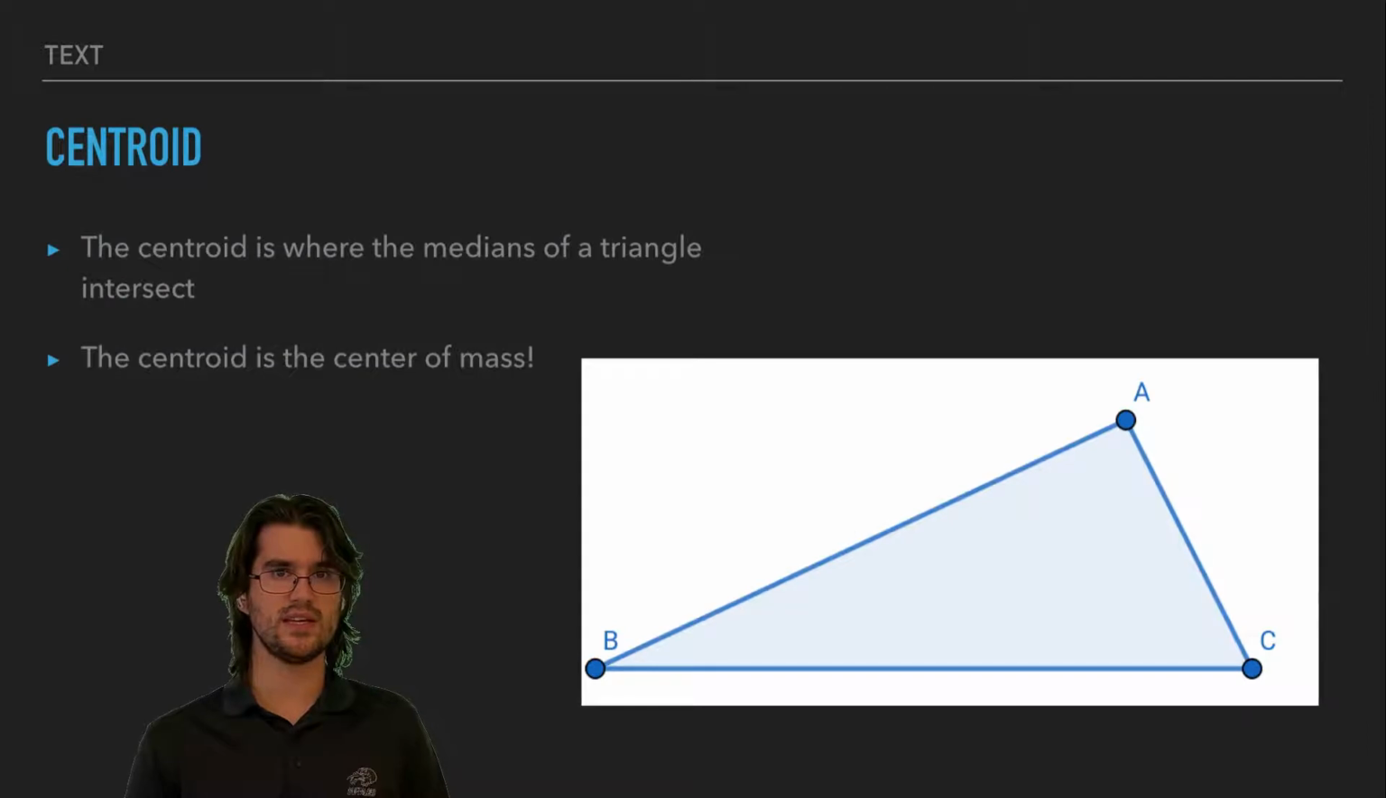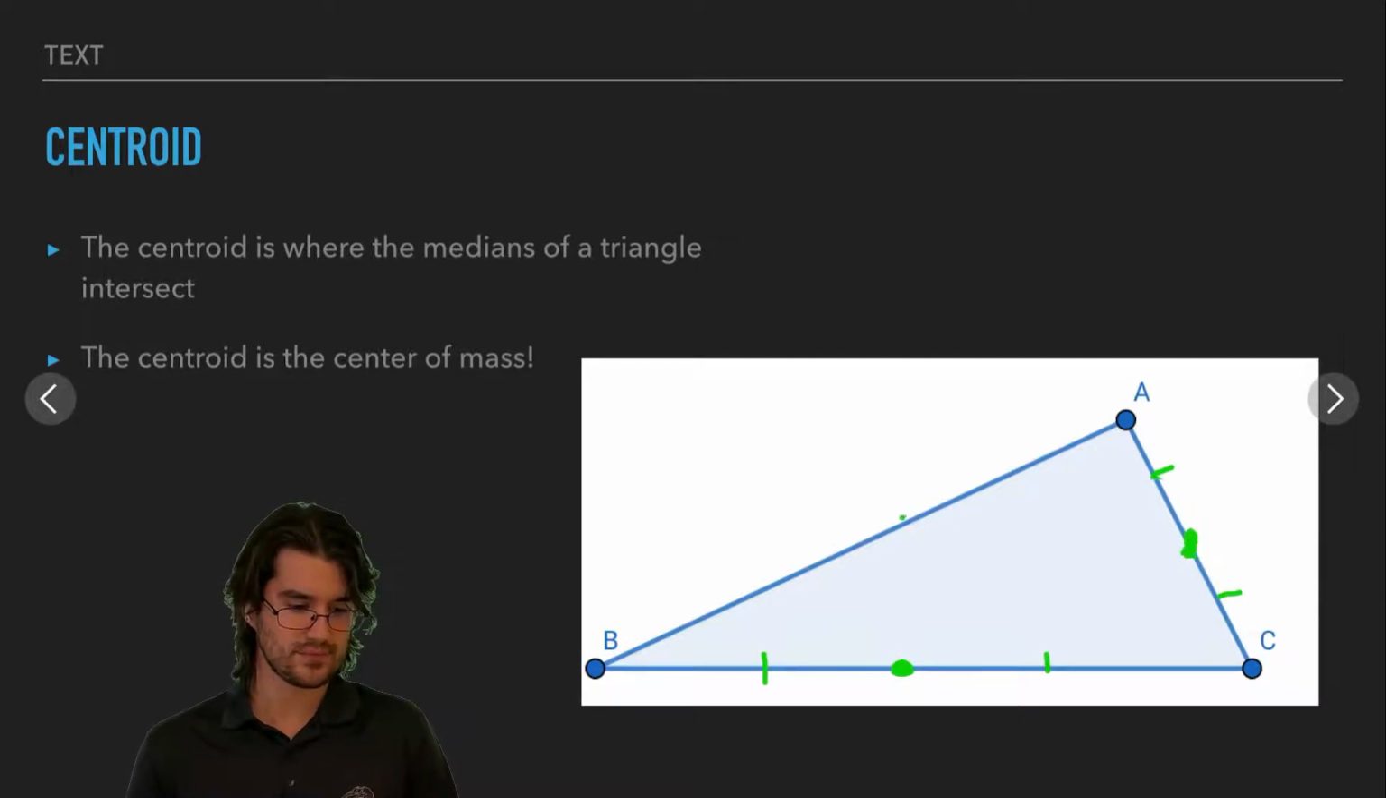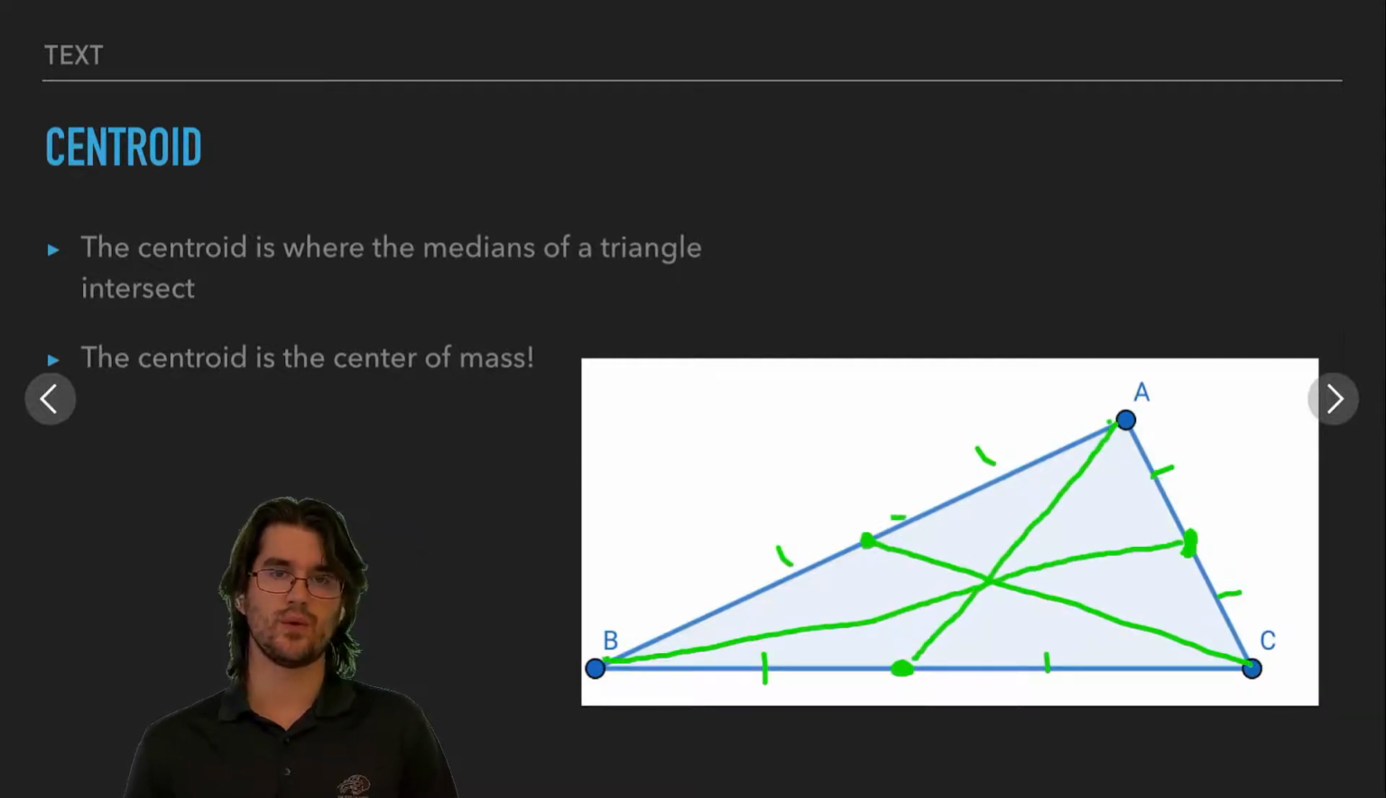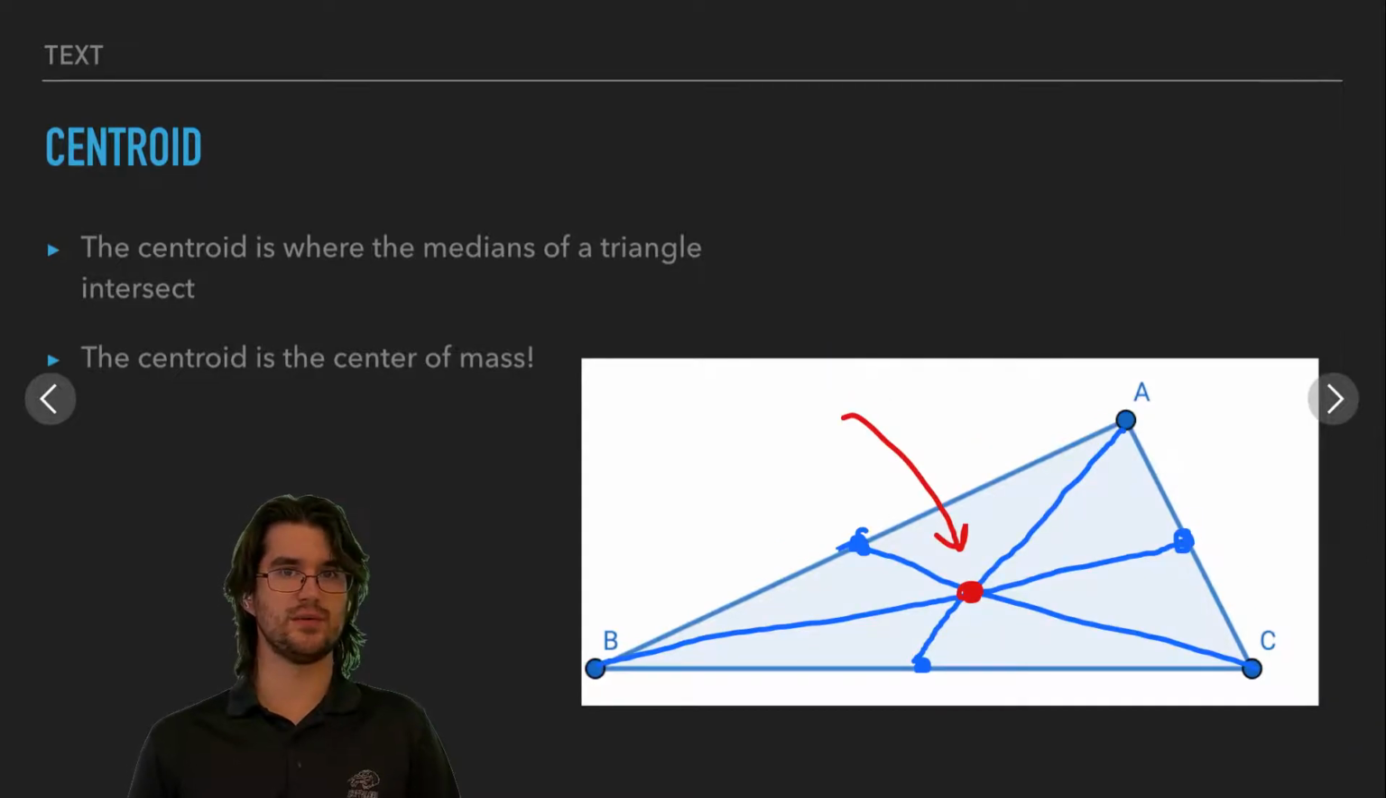The centroid is the intersection of all of the medians in a triangle, all of the segments that connect the midpoint to the opposite vertex. The centroid is also the center of gravity. You can balance a triangle on its centroid. We also have what's called the centroid ratio theorem.